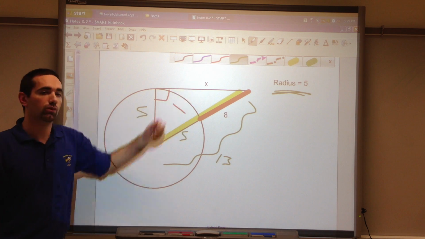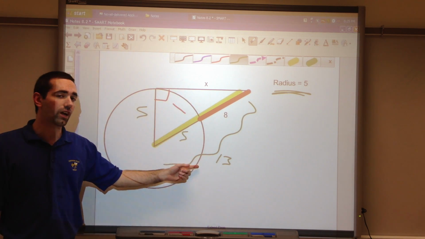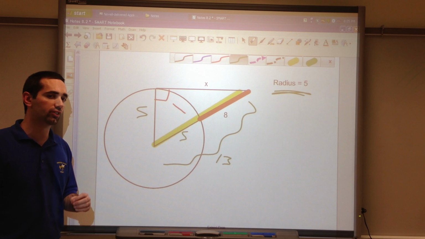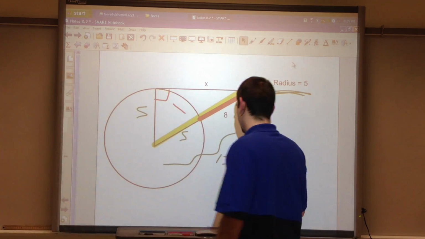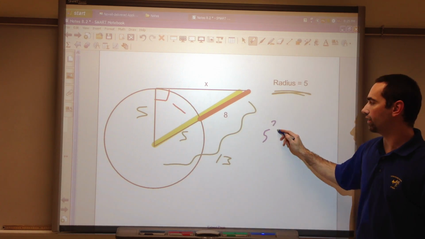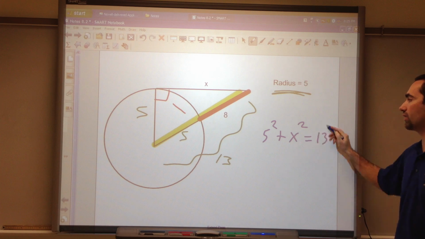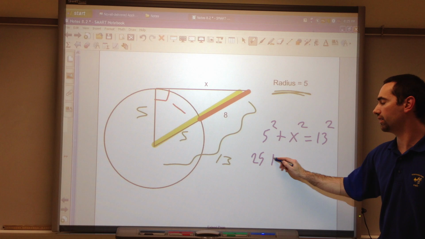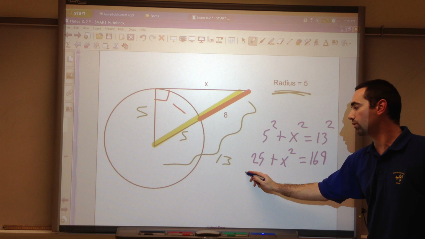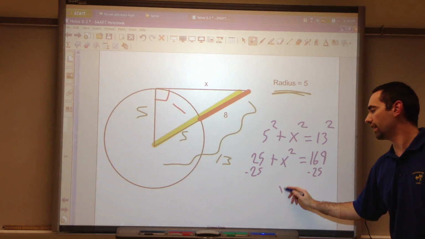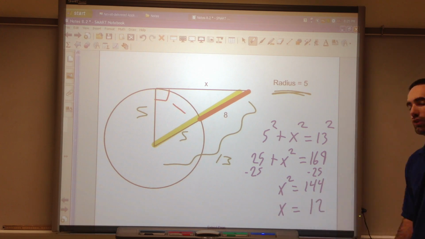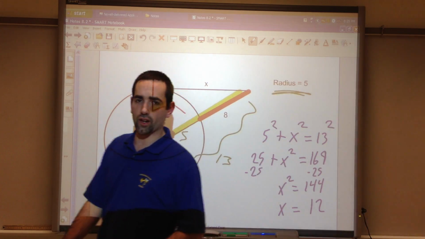Let's solve for x. Well, how do we do that? We know two sides of a right triangle. To find the third, Pythagorean theorem. A squared plus b squared equals c squared. C is the hypotenuse, which is 13. 5 squared plus x squared equals 13 squared. 5 squared is 25, plus x squared equals 13 squared, 169. Subtract 25, x squared is 144. Square root of 144 is 12.